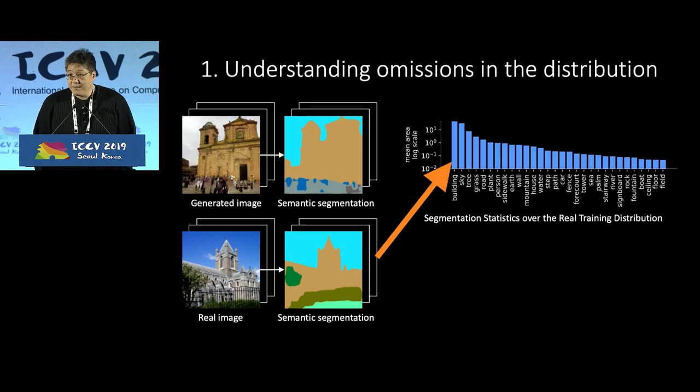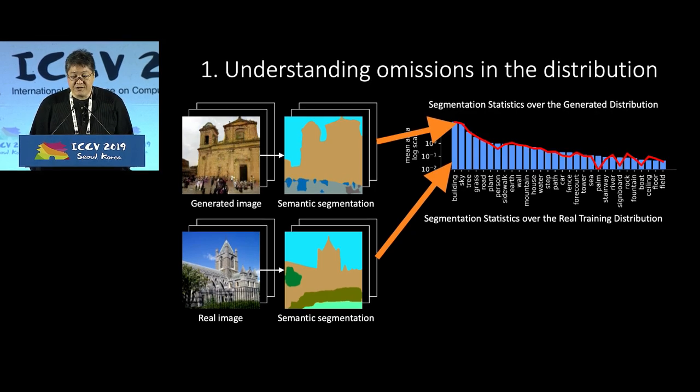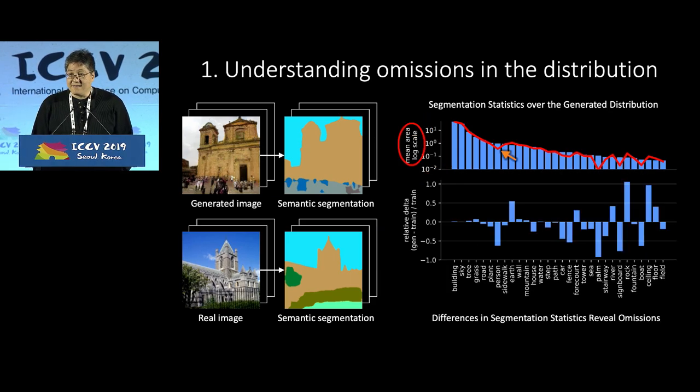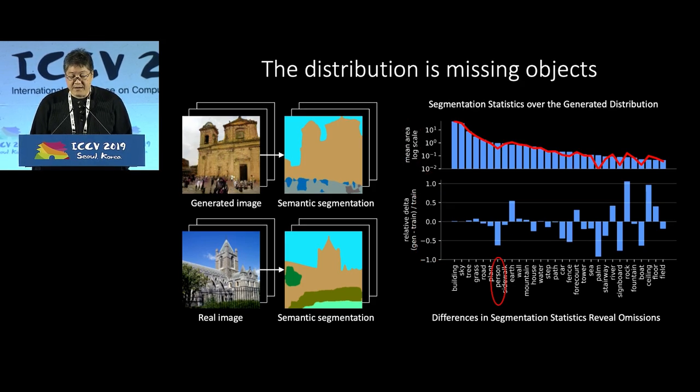And then we do the same thing for the GAN-generated images, which I'll draw here with a red line. And you can see where it deviates, shows us specific things that the GAN is not generating enough of. For example, on a linear scale, you can see that there's 60% fewer person pixels in the GAN-generated images than there are in real images. And cars and fences, palm trees, signs with text, these things are all underrepresented by the GAN.